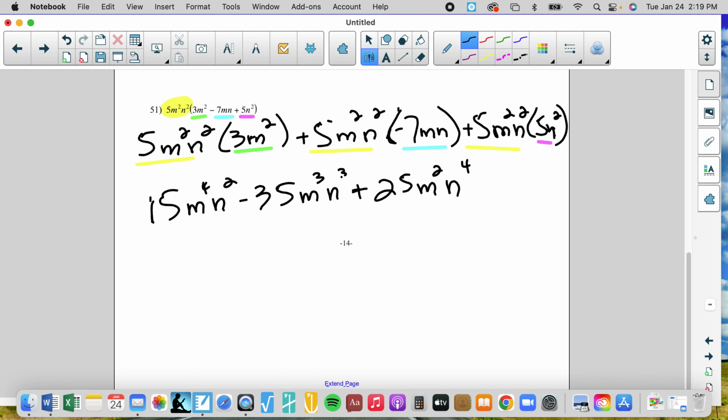So we look at the first variable in each of the terms. M is the first variable. M is the first variable. M is the first variable. The n's never come into play. I don't care what their exponents are. The only thing I'm concerned about is the first variable. This is m to the fourth, m to the third, m to the second. Descending order, so it is in standard form.